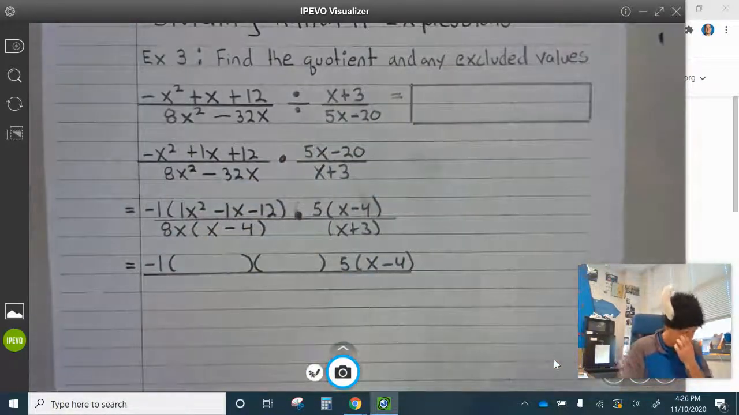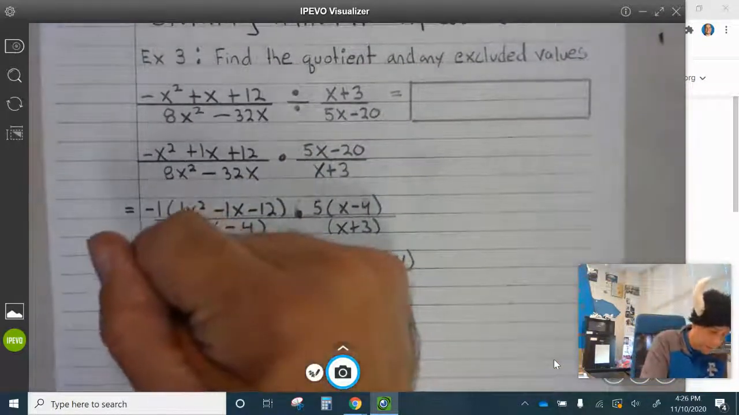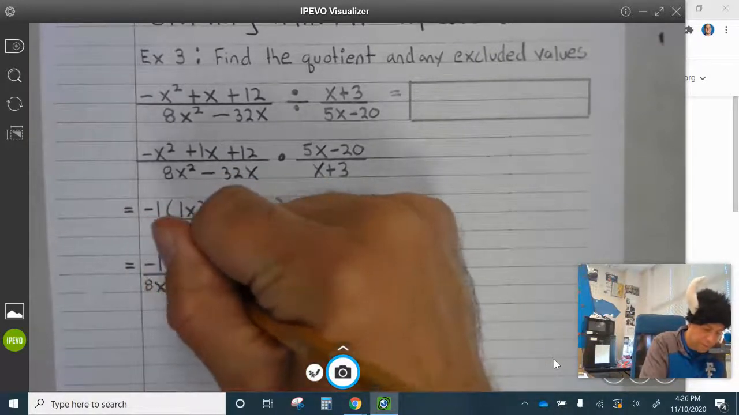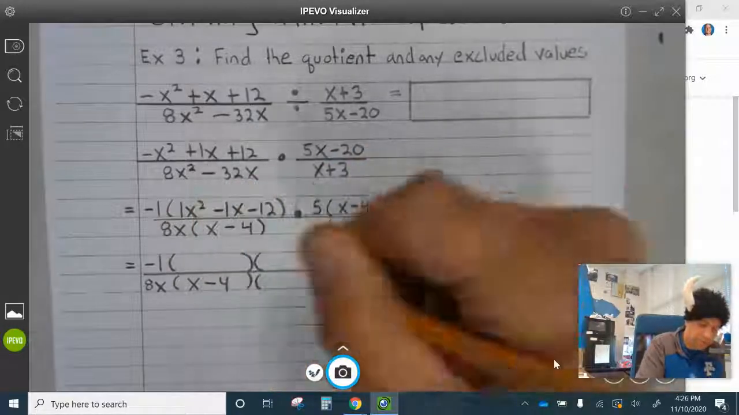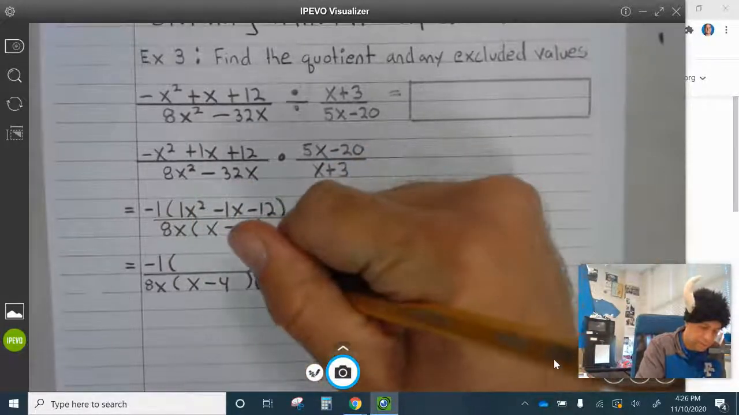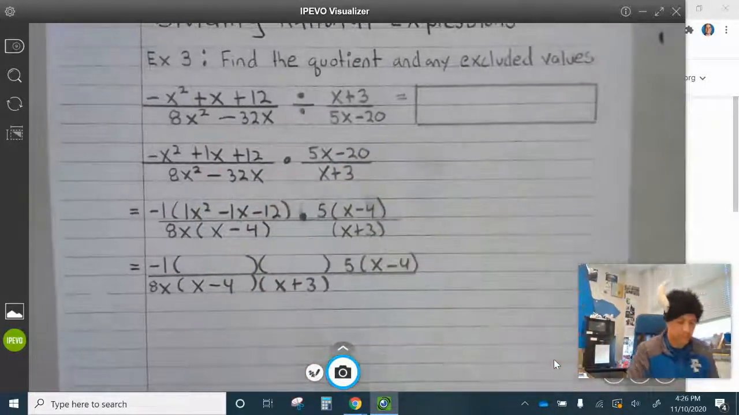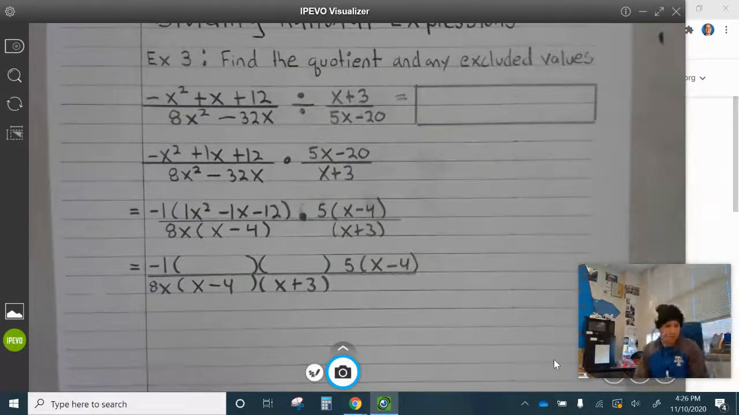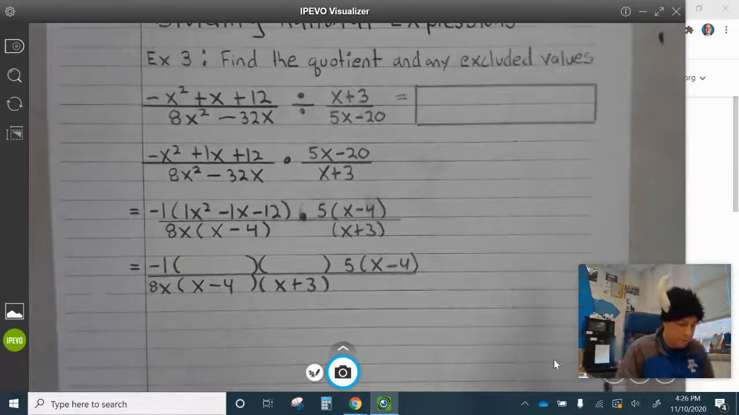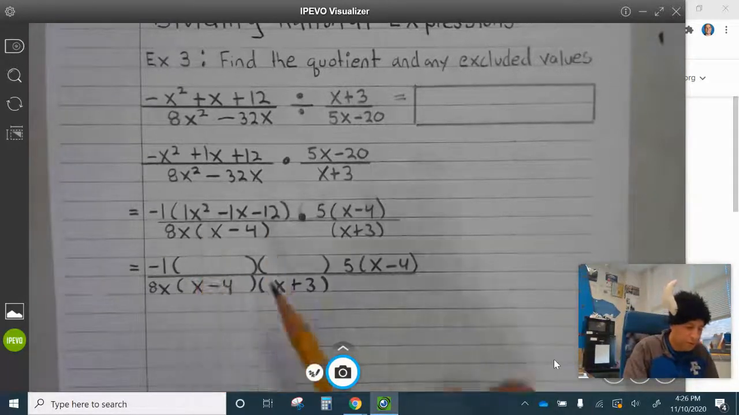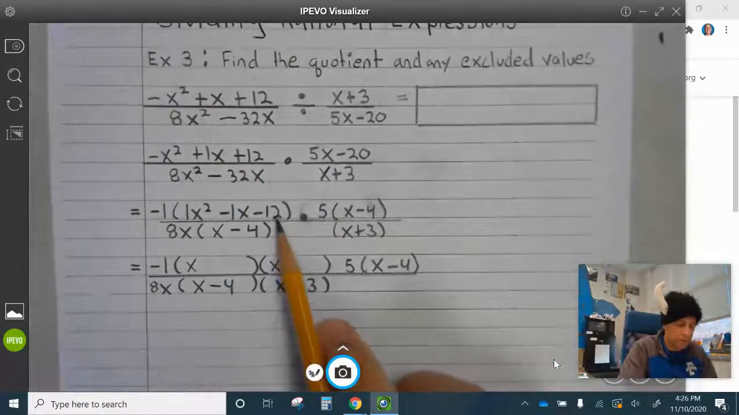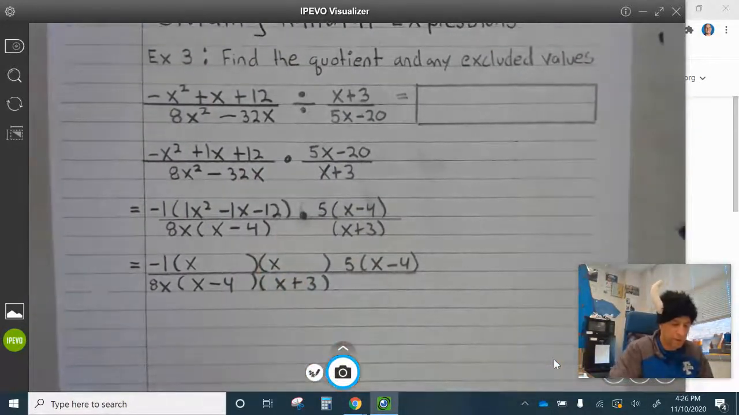And we can put the 8x right here, and we can put the x minus 4 here, and the x plus 3 here for right now. Okay. Now, we know x and x makes x squared. Now we need to find all the combinations that multiply to negative 12 and combine to be negative 1.